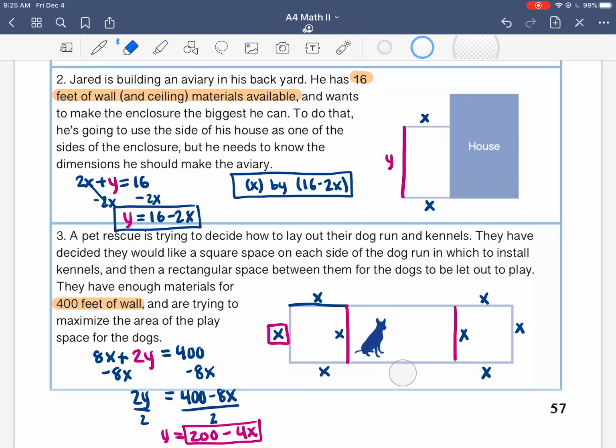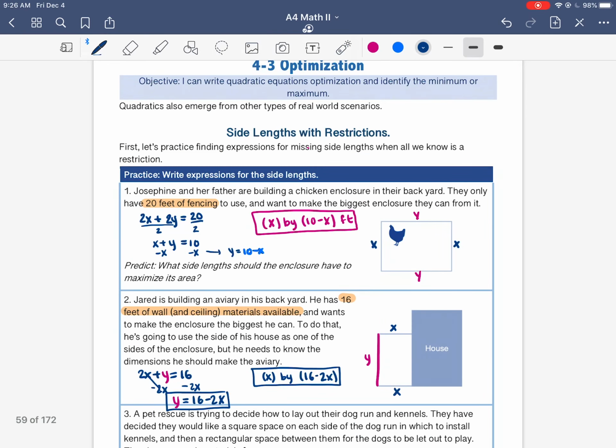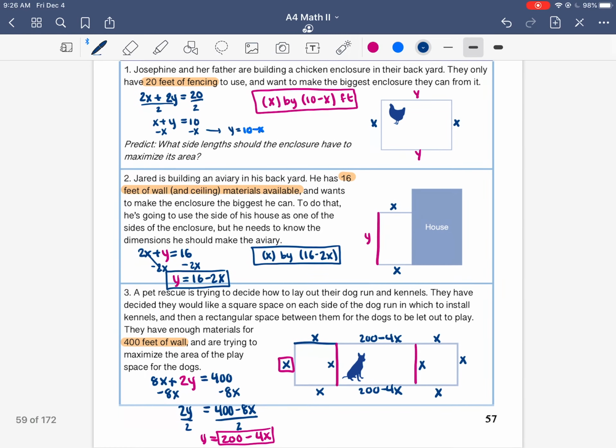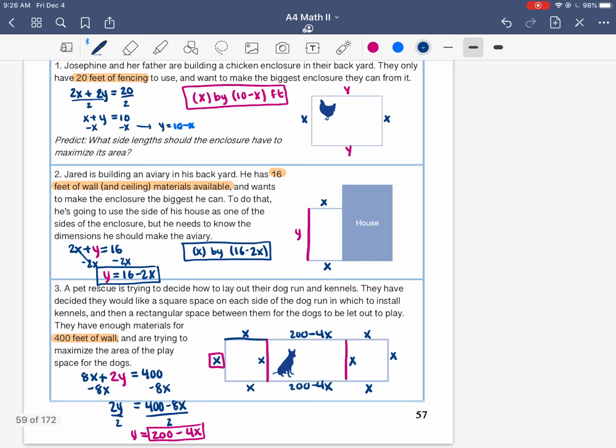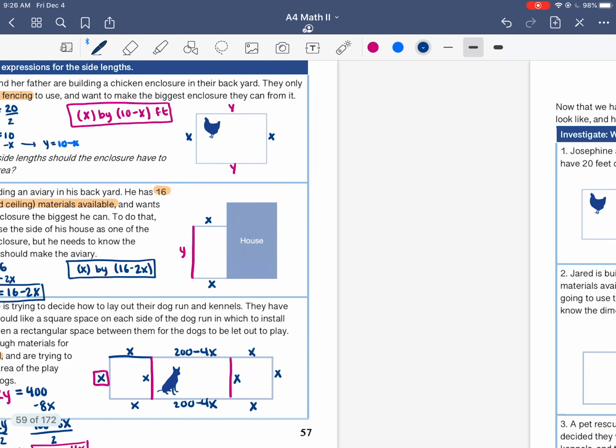So I actually like to label these, once I've done the problem, as what they are in terms of x. So I can see everything labeled in terms of x in my picture. Okay, so we've now figured out how to write expressions for side lengths using the restrictions that they're giving us. We're now going to optimize, and that's the part that takes our quadratics skills.